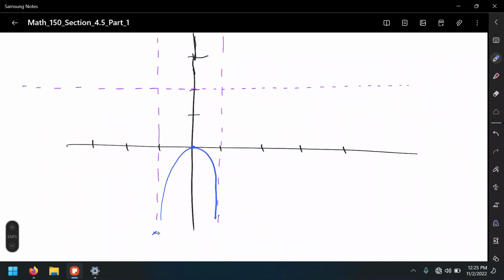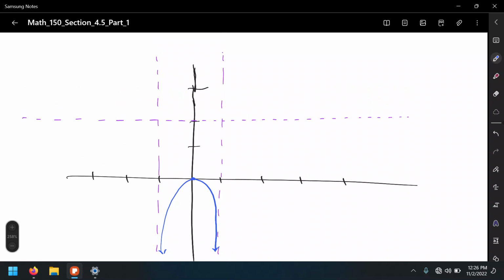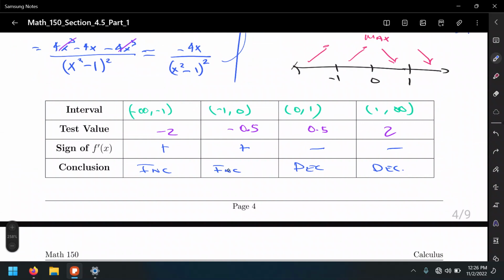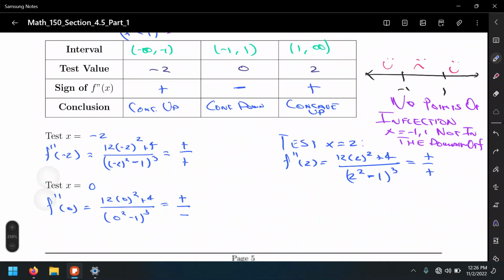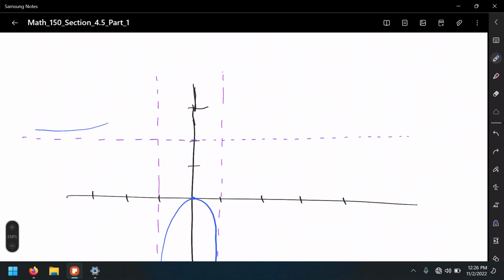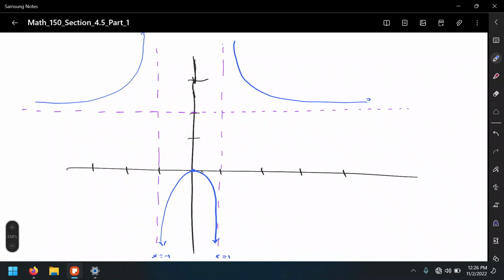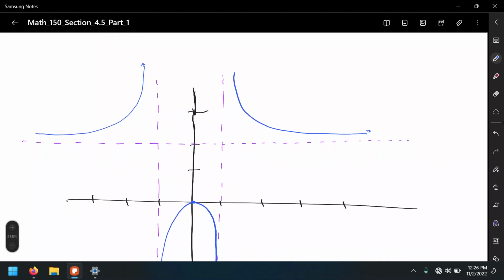Critical values were x equals negative 1 and x equals 1, which actually coincide with the equations of the asymptotes. Now, what about over here and here? Let's go back to the first derivative test. It's increasing, increasing, decreasing, decreasing. That means we should have this graph increase and decrease. So again, increasing, increasing, reaches a maximum, then decreasing and decreasing. That's in accordance with the table that we did for the first derivative test.